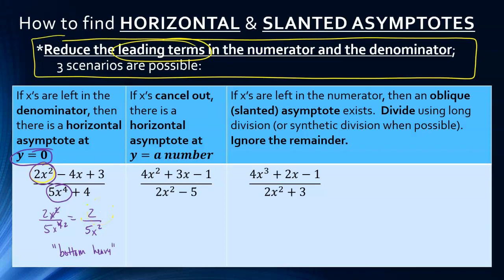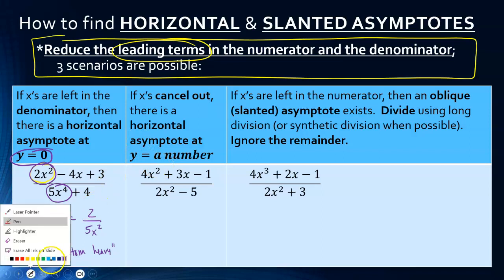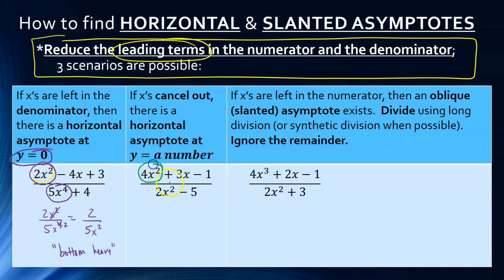Now let's look at this other example. So here again, we're going to have our leading terms, our 4x squared and 2x squared. Let's reduce that. Now here the variables completely cancel out, leaving us with just 2. So if the x's cancel out, there's a horizontal asymptote at y equals whatever is left over. So y equals a number. So in this case, y equals 2 would be our horizontal asymptote.